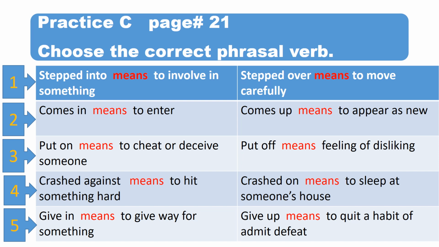I do one for you. The first sentence is, the Pied Piper stepped into or stepped over the street and all the rats followed him. Here, stepped into means to involve in something, and stepped over means to move carefully. So, in this sentence, stepped over is the right option. In the same way, choose the right option and do this exercise.